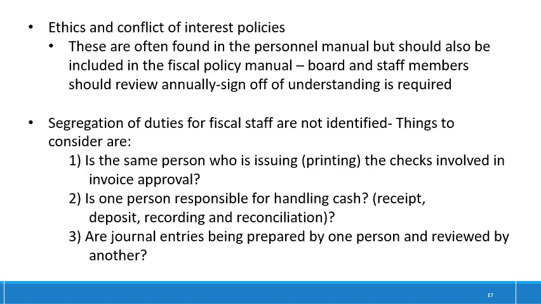Additionally, we also find the manuals are lacking any policies regarding segregation of duties for fiscal staff. Some of the things that we would like for you to consider in creating segregation of duties are: number one, is the same person who is issuing and or printing the checks involved in invoice approval? Number two, is one person responsible for handling cash? Meaning, do they receive checks or cash and also deposit those items? And do they also record them in your accounting system? And do they perform the bank reconciliation? Number three, are journal entries being prepared by one person and reviewed by another?